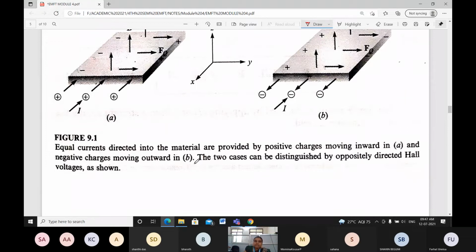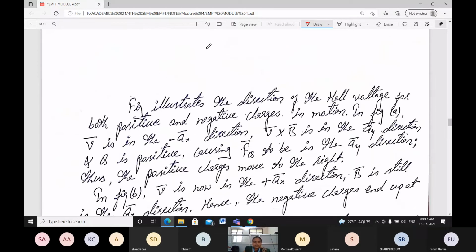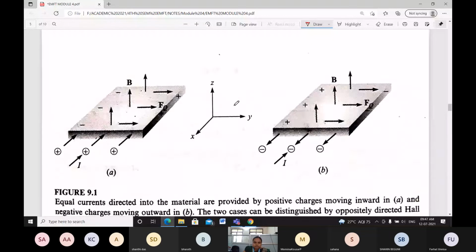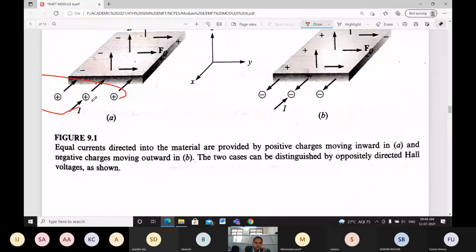Then the second case is of the inward and outward. It is telling how the current goes for both cases. Then the two cases can be distinguished by the oppositely directed Hall voltage. Now we'll see what the figure is telling us. The figure indicates the direction of the Hall voltage for both a positive and a negative charge in motion. This is for a positive charge and this is for a negative charge.